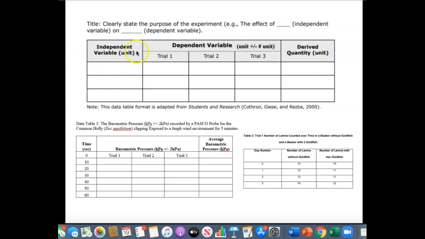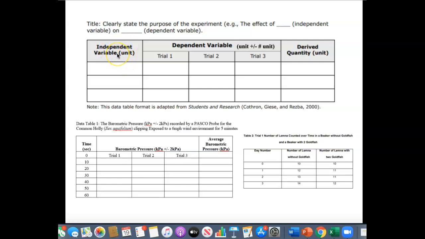But basically, here's my independent variable on the left. Here's my dependent variable with a unit plus or minus the precision of the instrument. And then here, and that's not always needed, I have separated my dependent variable into 3 columns because I did 3 different trials, right? So the data for trial 1 goes here, trial 2 goes here, and trial 3 goes here. This would be different levels of independent variable. That's why there's multiple rows here.